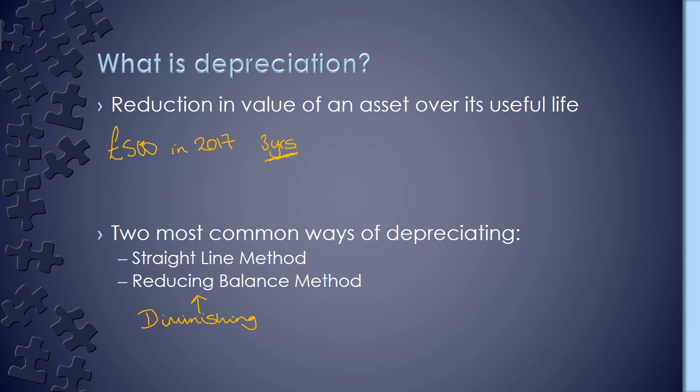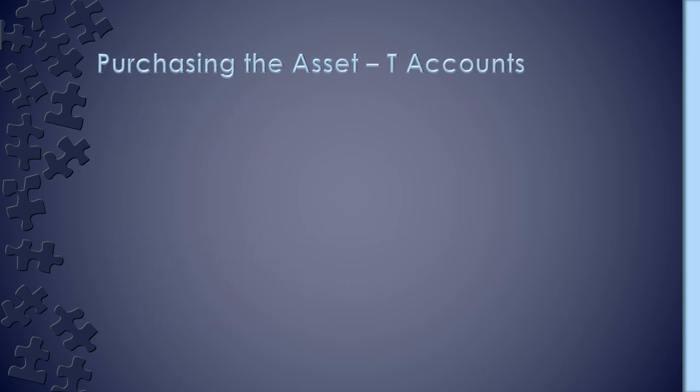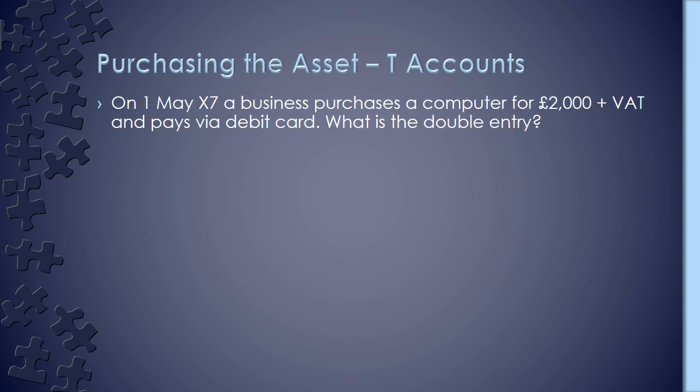So before we actually move on to doing some calculations for the depreciation, let's just quickly recap on the double entry for some purchases of fixed assets. Okay, so we're just going to do a quick example of when you purchase an asset. A business purchases a computer for £2,000 plus VAT and pays via debit card. What is the double entry?